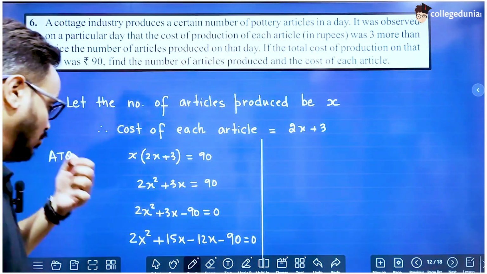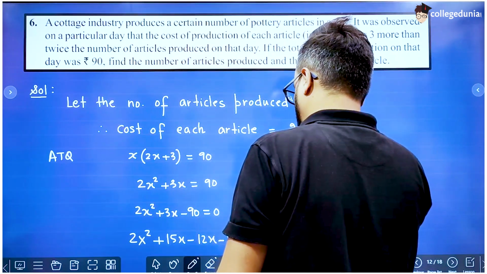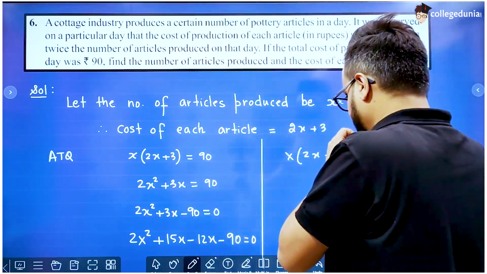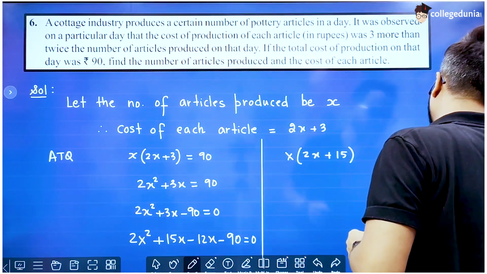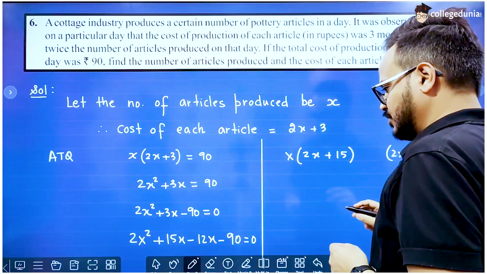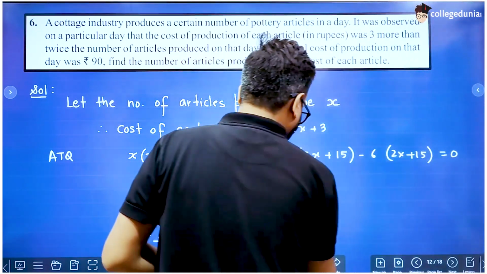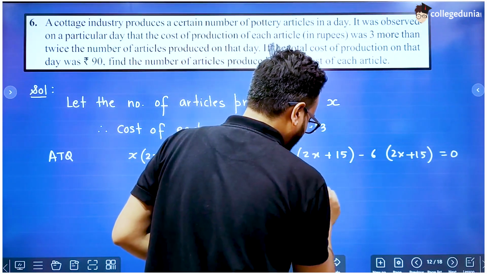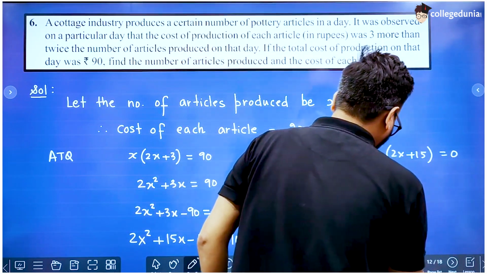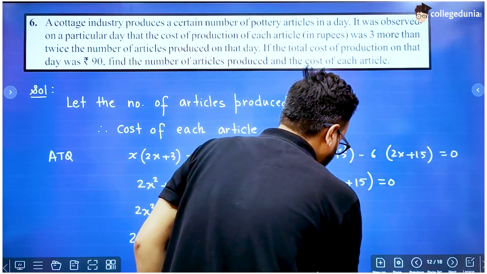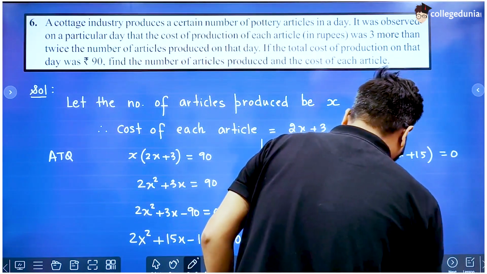Right, so this is how we can split it. So now let's take x common. So 2x plus 15, and 2x plus 15 equal to 0, and here we should write minus 6. So (x minus 6) into (2x plus 15) equal to 0. x is 6, and from this you will get x as minus 15 by 2.